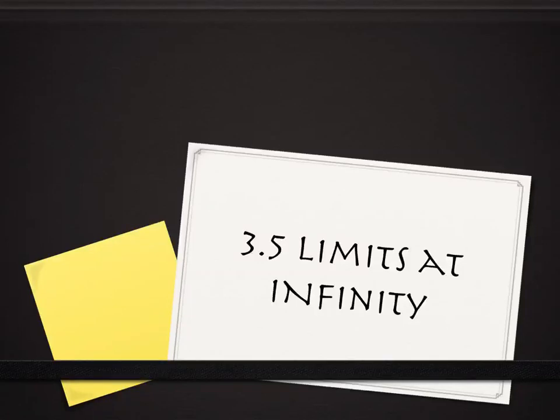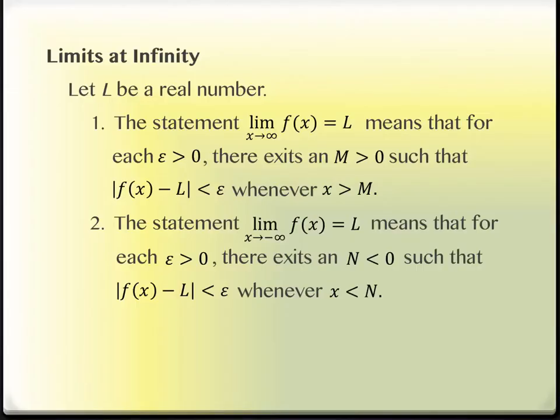All right, in section 3.5, we are looking at limits at infinity. So let's start with a little bit of definition of what that means. We're going to let L be a real number. The statement, the limit as x approaches infinity of f of x equals L, means that for each epsilon greater than 0, there exists an M greater than 0, such that |f(x) - L| is less than epsilon whenever x is greater than M.